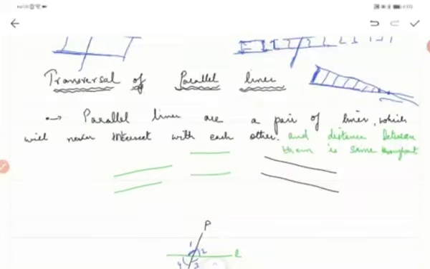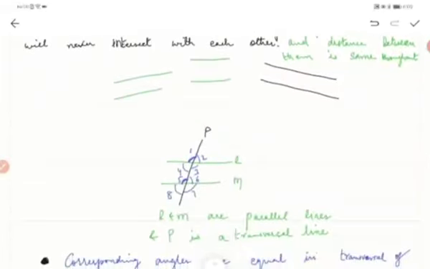So what about interior angles and exterior angles? Here, the interior angles are 4, 5, 3 and 6. 1, 2, 7, 8 are exterior angles, isn't it? So for this, L and M are parallel lines and P is a transversal. I have given the names, suppose.